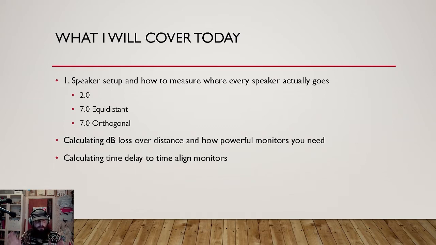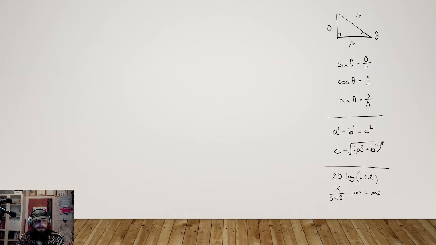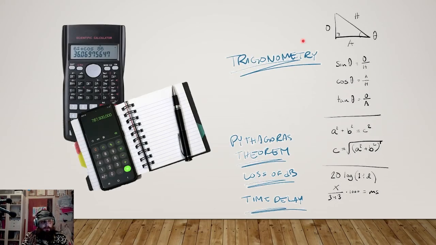Now, there's a lot of programs, hardware and software, where this can be done automatically. But if you can't afford those fancy, expensive equipment, you might as well just do it on your phone, for instance. To do this, we're going to use some simple mathematical principles, namely trigonometry, Pythagoras, talking about the hypotenuse, and loss of dB and time delay. During the entire presentation, these will be on the side, and I will point to which one I'm using.